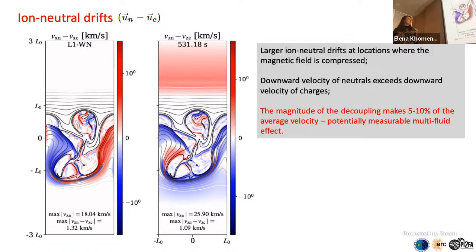An important thing here: you see this higher decoupling in colors. It follows the locations where we compress the magnetic field and have higher current densities. It also agrees with the theory, because it should be proportional to the current density. So in all these regions surrounding these cool coronal features, you may expect some decoupling. So the question is, can we actually measure this decoupling?